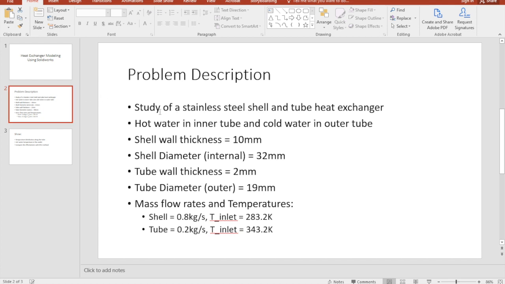So we're going to study a stainless steel shell and tube heat exchanger. We have hot water going through an inner tube, cold water in the outer tube. The shell and tube diameters, mass flow rates, and temperatures are listed here. I'm going to post this file on Blackboard so you can see this.